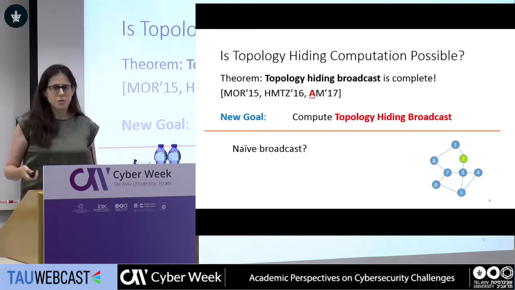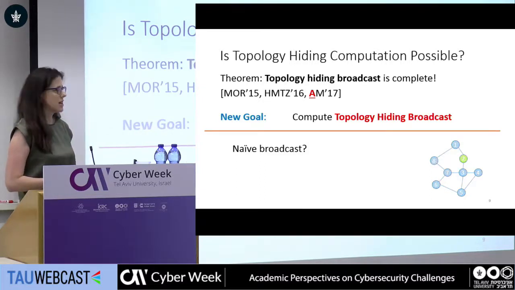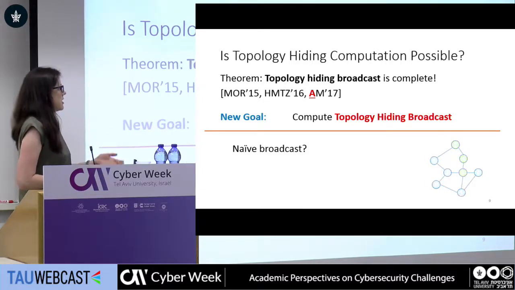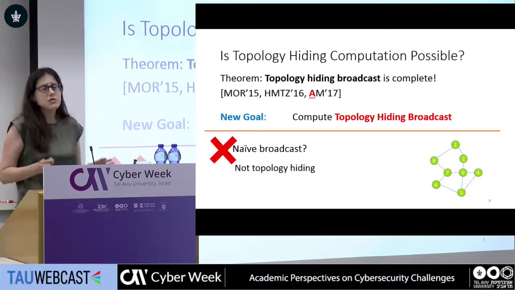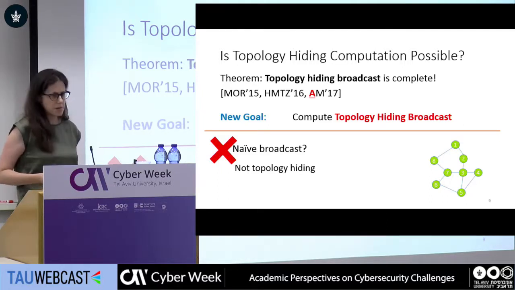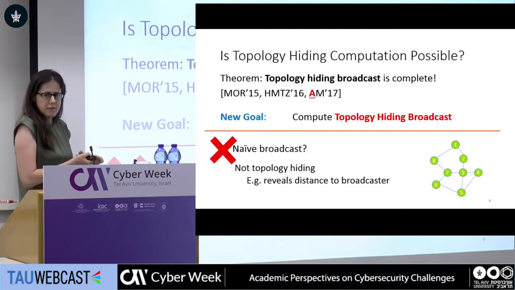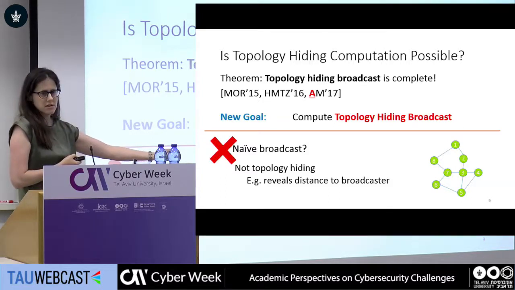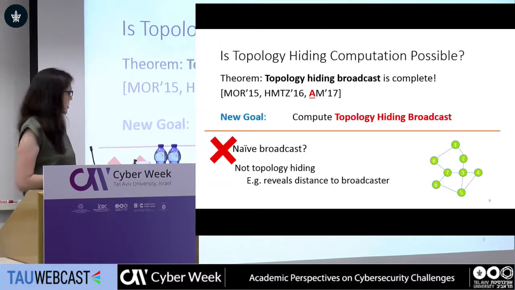Okay, so if you want to do broadcast, let's think of the naive protocol that wouldn't work. Say 2 wants to broadcast its bit, it can tell its bit to the neighbors, they would tell it to their neighbors, to the neighbors' neighbors, etc. At the end, everybody knows the bit. So that's great for functionality, but it's not topology hiding. For example, just by the timing of when you receive the bit, you can know the distance to the broadcaster. That reveals information about the network.